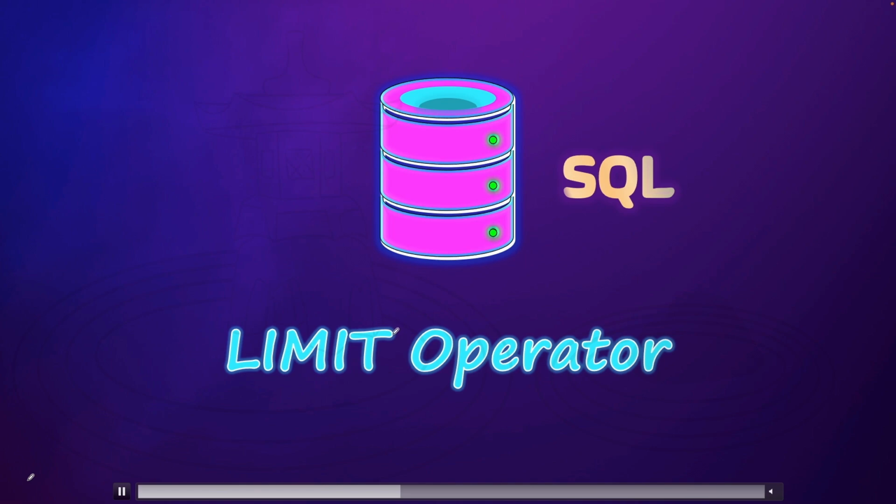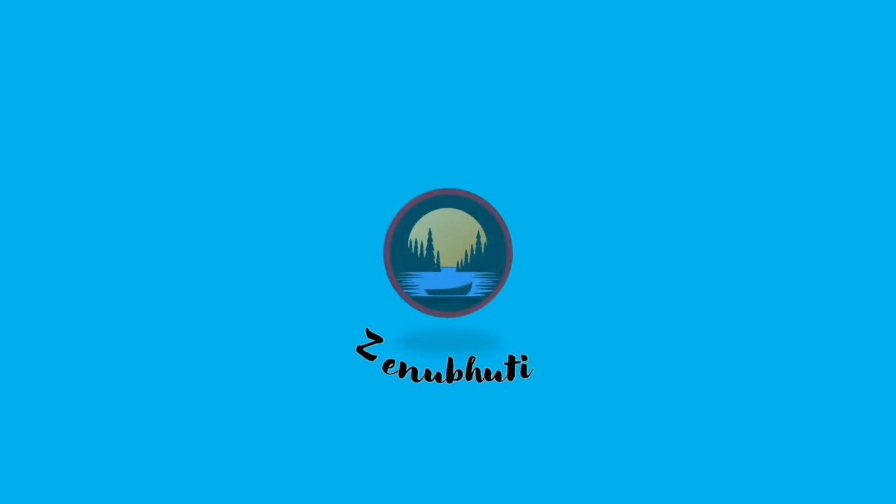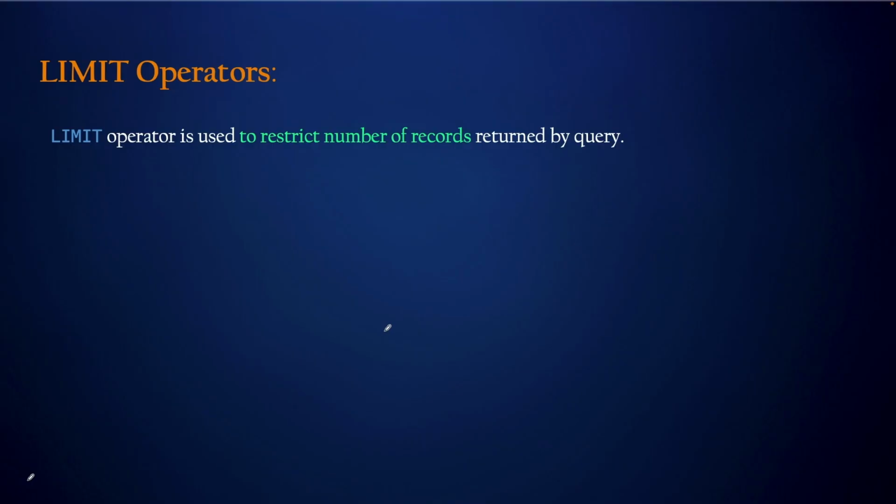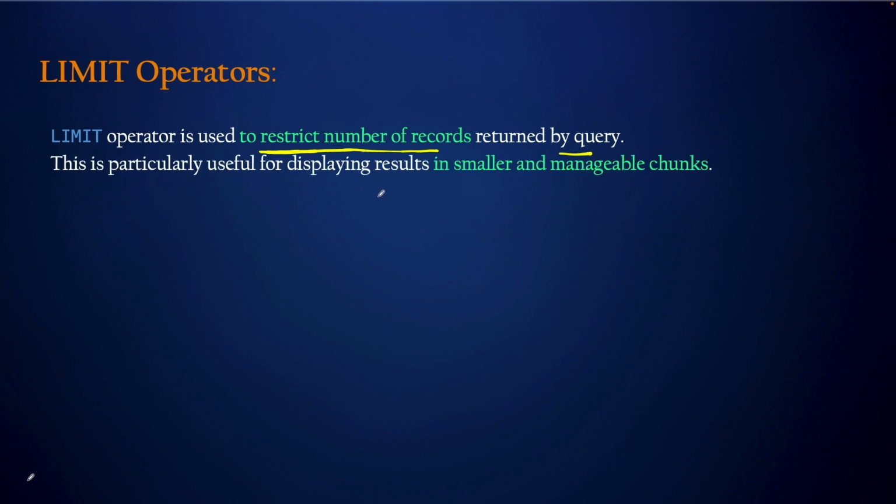Hello everyone. This is going to be the last topic of this chapter, and we are going to discuss the limit operator. The limit operator is used to restrict the number of records written by your query. Let's say you want to have a limited number of records in your results, then you use the limit operator. It's useful for displaying results in smaller and manageable chunks.